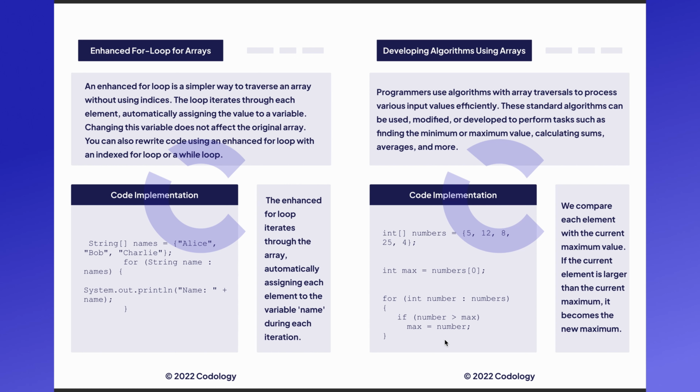So in this code, we're checking in one array for the largest number. In the numbers array, we have 5, 12, 8, 25, and 4. So we want our answer in the int max to be 25. What we do is we have an enhanced for loop. We check each number of the numbers array to see if it's greater than the max. If it is, then we set the max to the new number. And it will loop through, and at the very end, in our max integer variable, we will have the greatest, or the max value, of the numbers array.